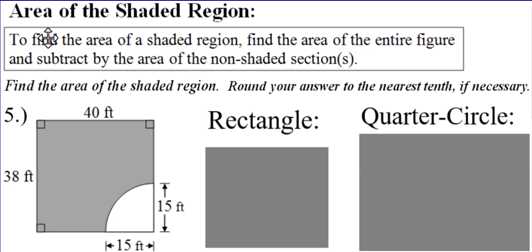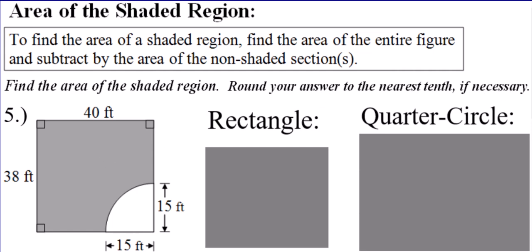Area of the Shaded Region. To find the area of a shaded region, you're going to find the area of the entire figure, and then subtract the area of the non-shaded section. And sometimes you're going to have more than one non-shaded section, which is why I put parentheses around the S here. All right, so directions. Find the area of the shaded region, round to the nearest tenth if necessary.